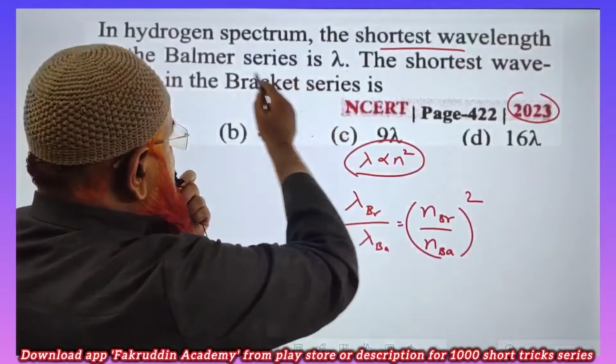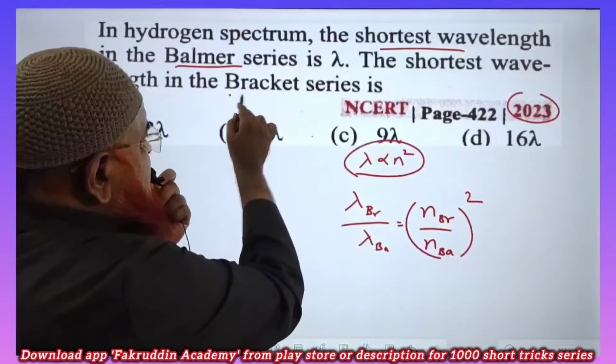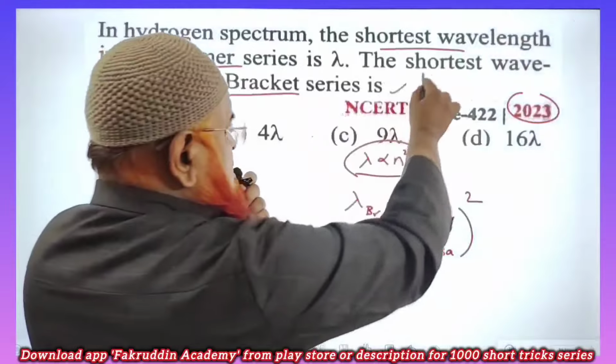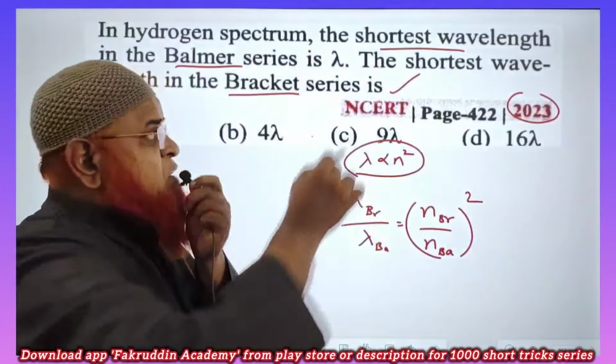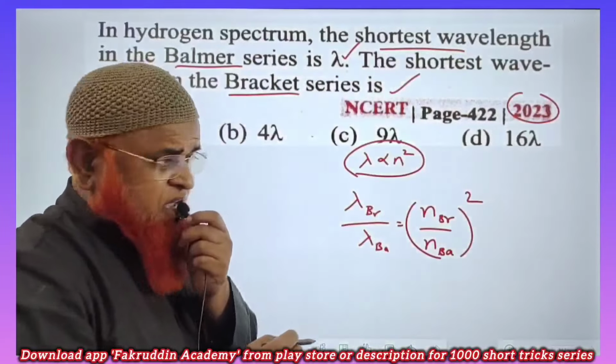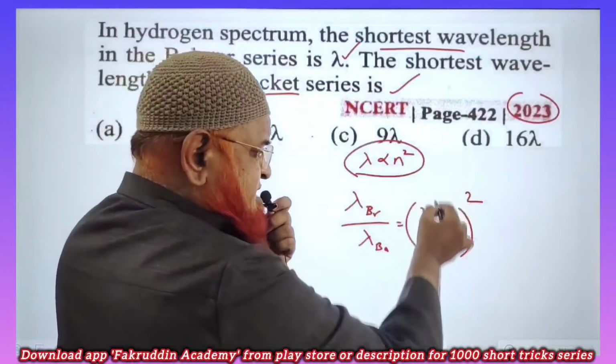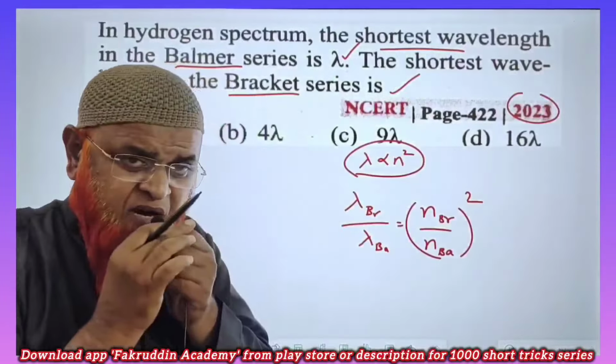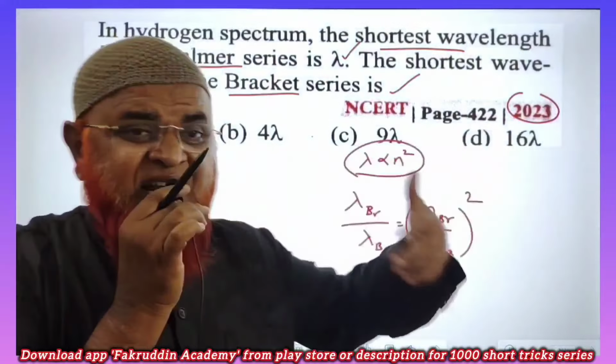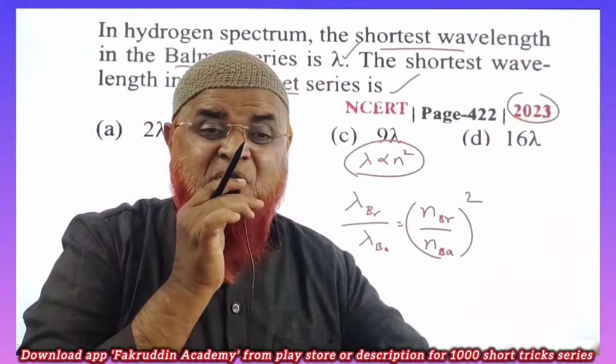If you observe here, he's taking a Balmer series, he's taking a Brackett series. He's asking us to find out the shortest wavelength of the Brackett series, whereas the Balmer series is given as lambda here. So lambda Brackett by lambda Balmer is equal to n Brackett by n Balmer whole square, because wavelength is directly proportional to the square of the principal quantum number.